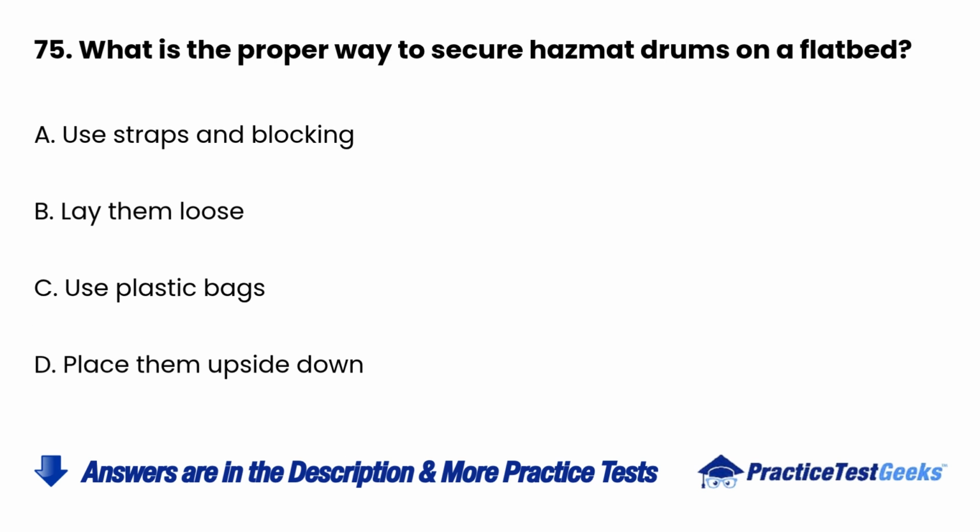75. What is the proper way to secure hazmat drums on a flatbed? A. Use straps and blocking. B. Lay them loose. C. Use plastic bags. D. Place them upside down.